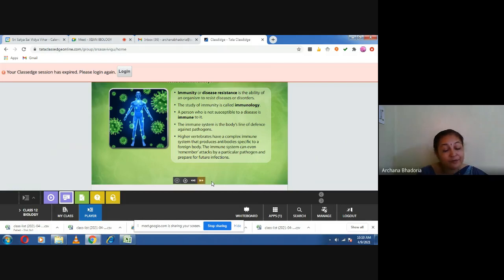So, what is the important feature of this immune system? It can even remember attacks. The immune system can remember attacks by a particular pathogen and prepare for future infections. How is it preparing for future infections? By making the memory cells. Noted, everyone? The immune system can remember the attacks by a particular pathogen.